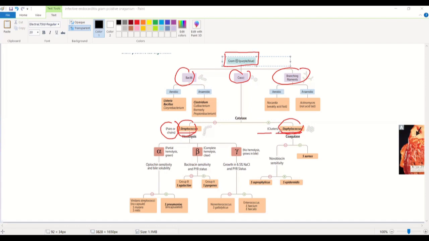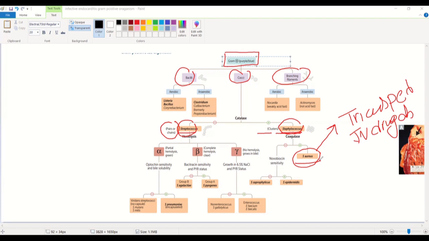So Staphylococcus further divides into Staph aureus. Staph aureus is associated with the tricuspid valve, right? Yes. IV drug abusers. Okay. So it is coagulase positive. Sometimes they give you this kind of thing. They give you the clinical vignette and they give you options like cocci, catalase positive, negative, this kind of stuff, right? Yes. And you have to identify that bacteria or microorganism that is the culprit for that pathology.